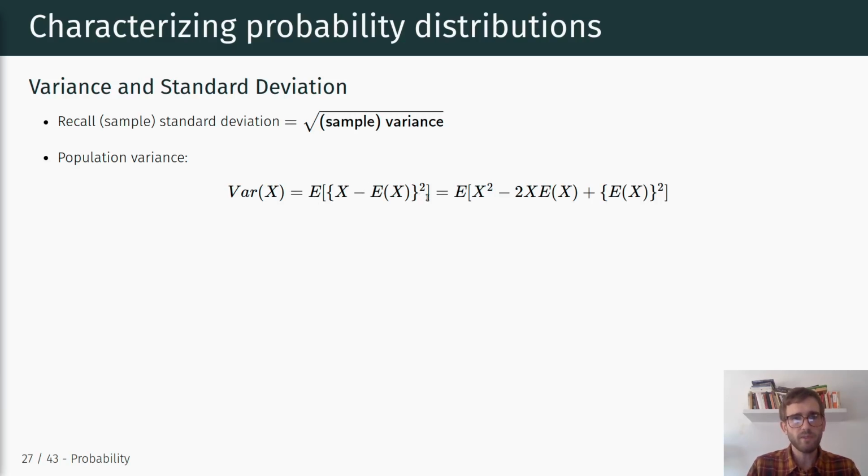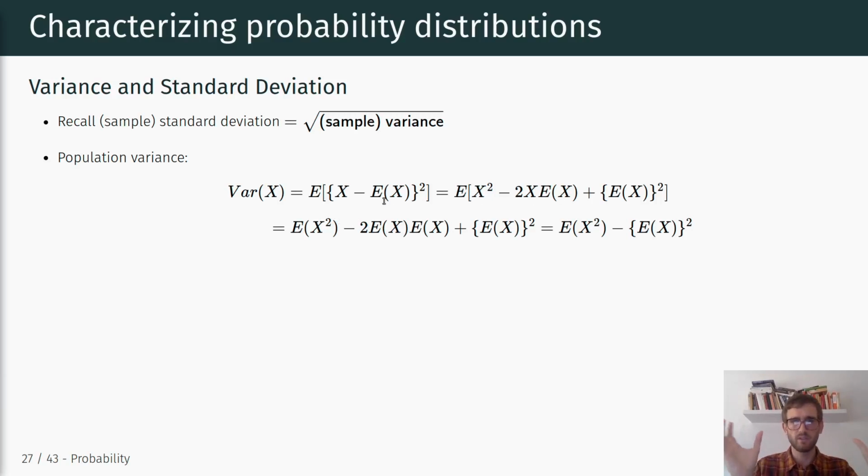We can multiply out this squared term, and then what we're getting is the expectation of x squared minus 2x times the expectation of x plus the expectation of x squared. And we can simplify this a little bit further. As we just learned from the expectation rules, we can separate out these sums. So we have the expectation of x squared minus 2 times the expectation of x plus the expectation of x squared, and we can then combine these two terms, and what we're left with is the expectation of x squared minus the square of the expectation.